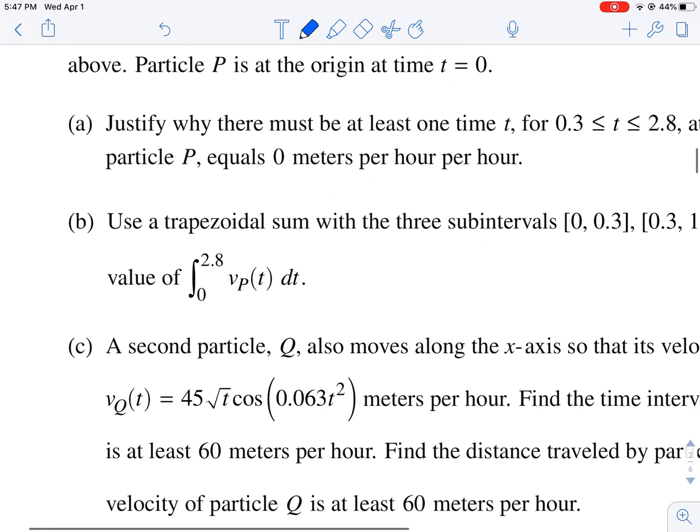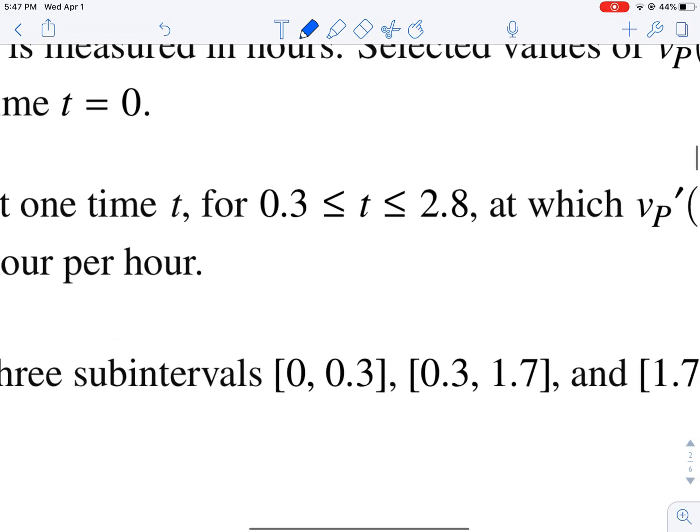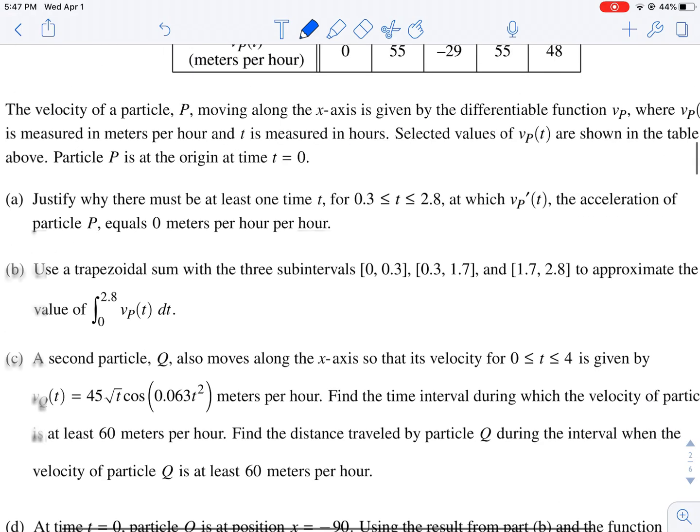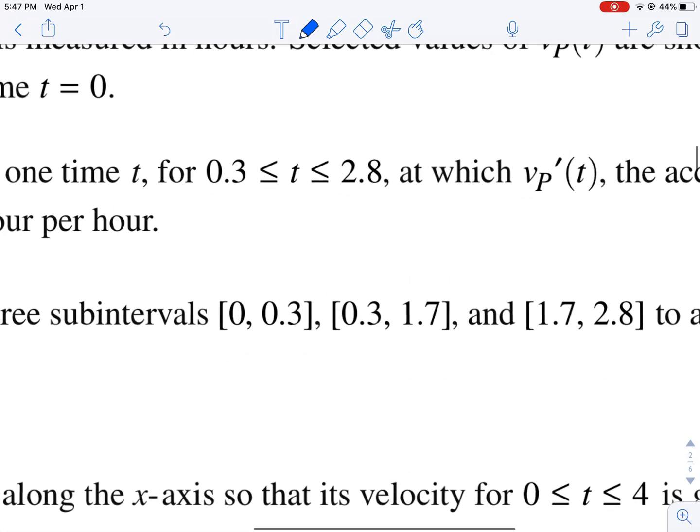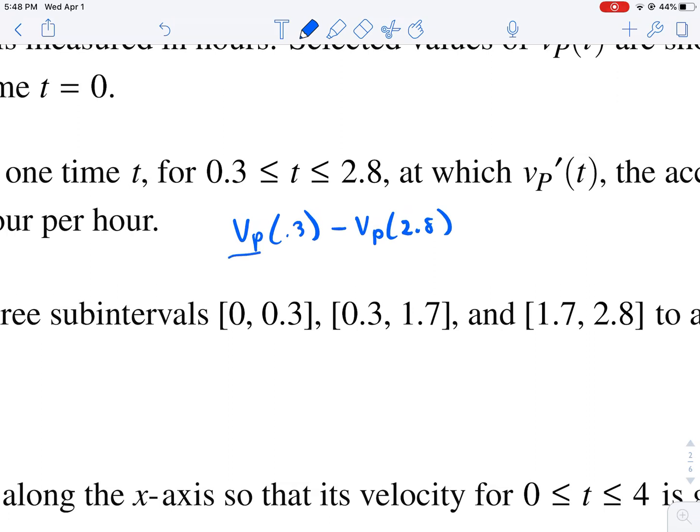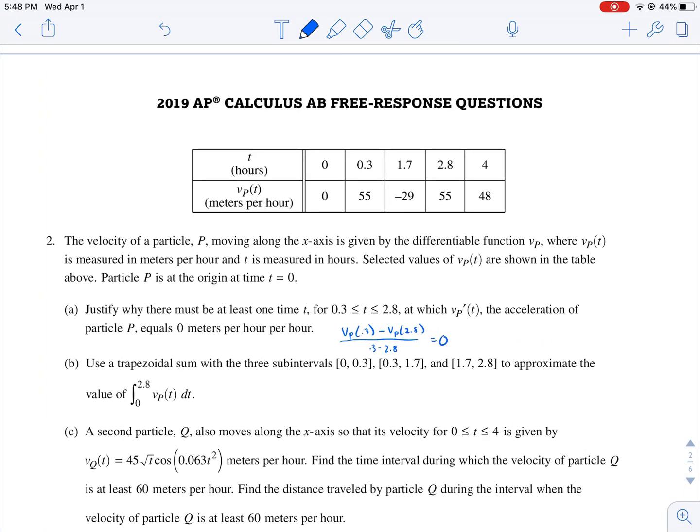And so with mean value theorem, remember what we show here is that the slope between 2 points is equal to whatever, and then we know that the slope at a point equals that. So if we want to show that v prime equals 0, we show that the slope of v equals 0 somewhere. So if we just do v sub p of 0.3 minus v sub p of 2.8 over 0.3 minus 2.8, you get 0, because I chose those values because those y values are the same right there. So I know if I find the slope between those points, I get 0.